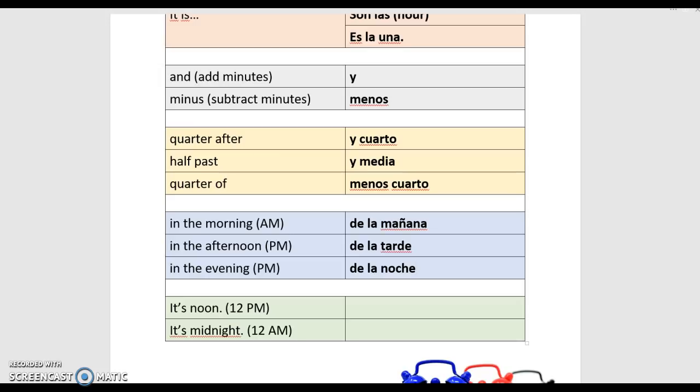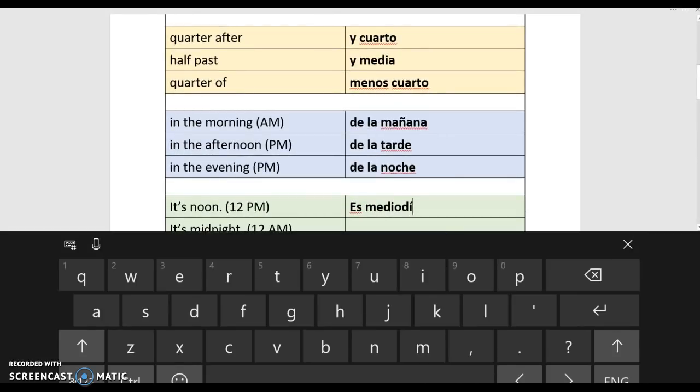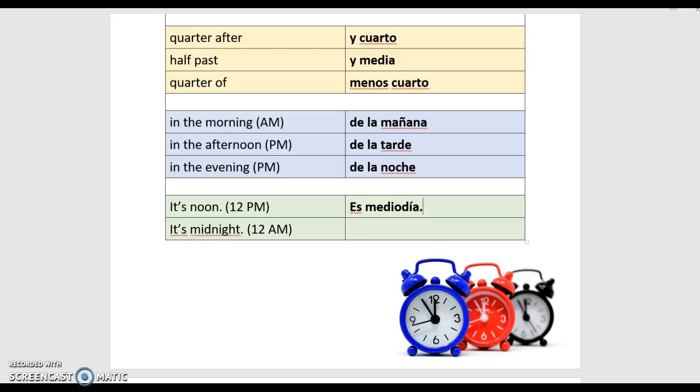Last but not least, noon and midnight. Special terms for noon and midnight. Let's clarify. Noon is 12 p.m. and midnight's 12 a.m. For noon, special phrase, es medio, meaning half, día, day. Mediodía, middle of the day. Midnight, same concept, es media, instead of an o, it is actually an a, because the word that follows, noche, middle of the night, is feminine. Es mediodía, es medianoche. So that's the vocab.